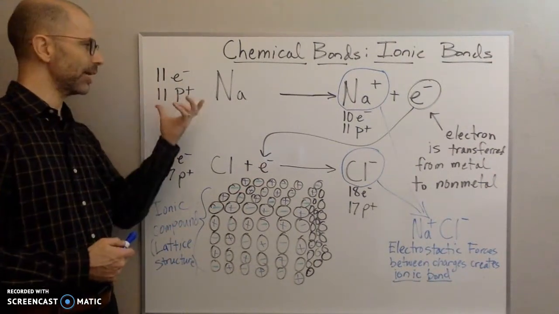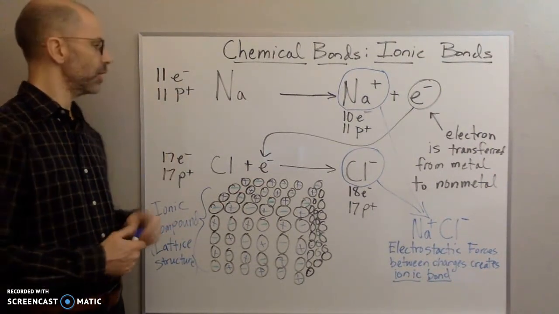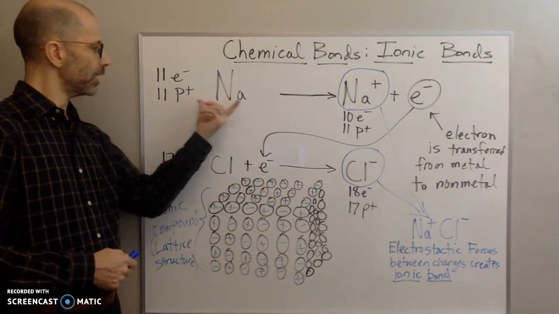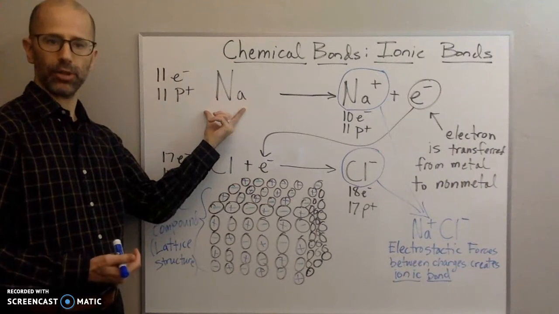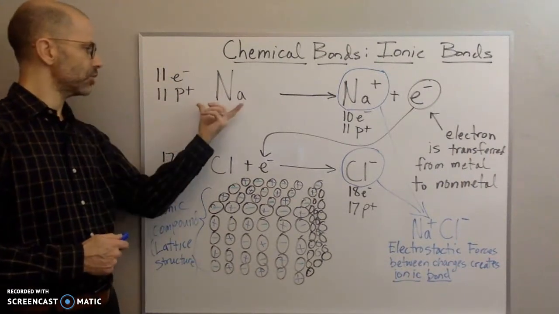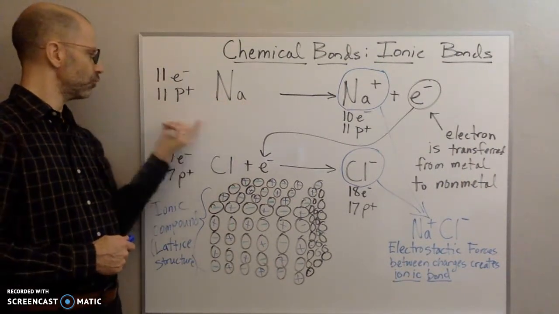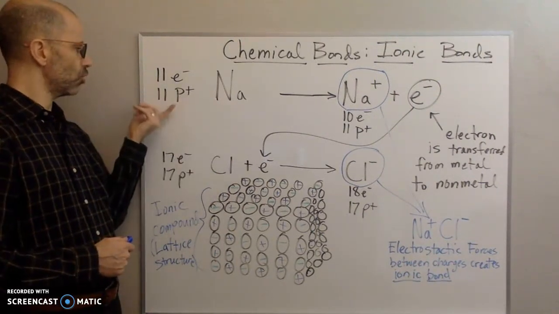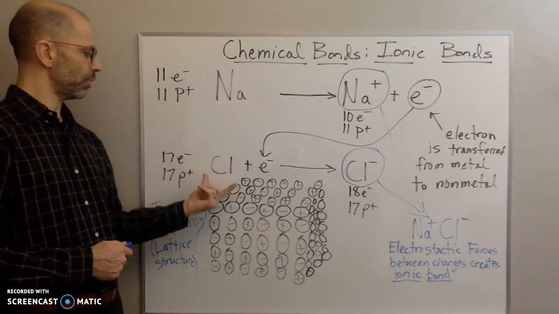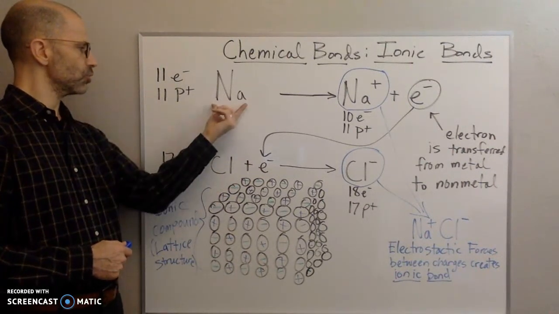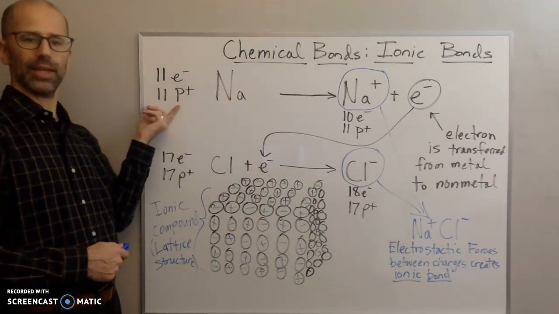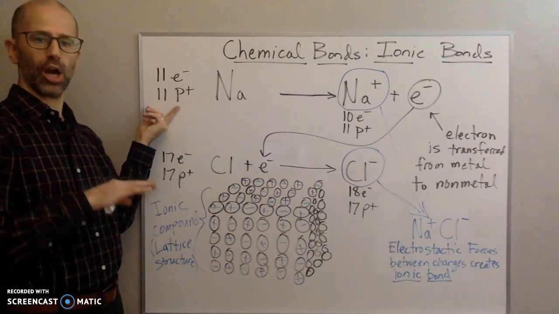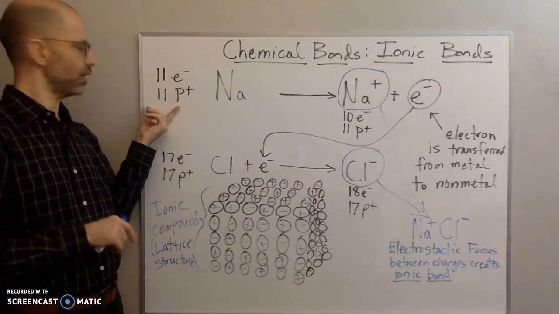So to explain again how ions are formed, you have a metal and a non-metal. And metals like to give away their electrons. And so what's going to happen is you start off with a neutral atom. So sodium, I'm going to use sodium and chlorine. So sodium starts off with 11 electrons and 11 protons. So the charge is balanced, so it's neutral charge.